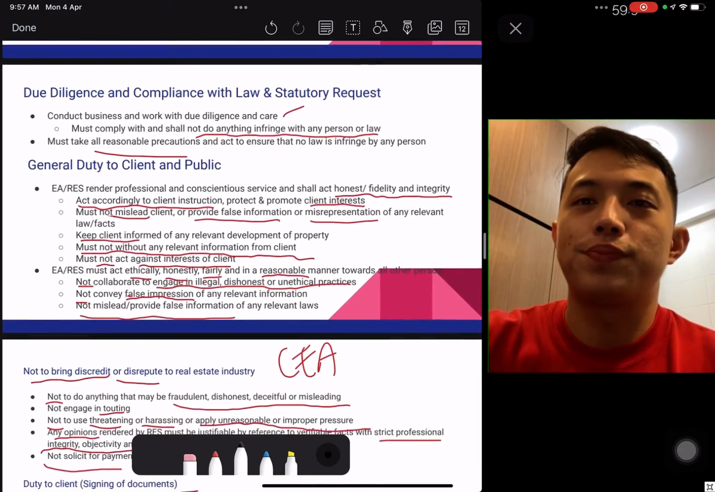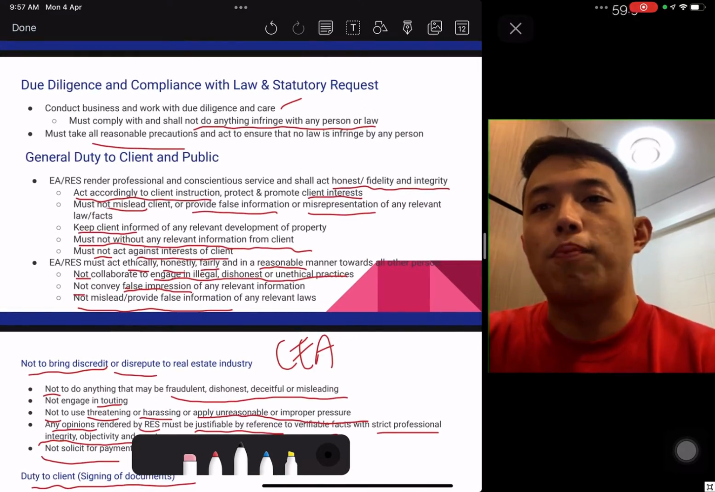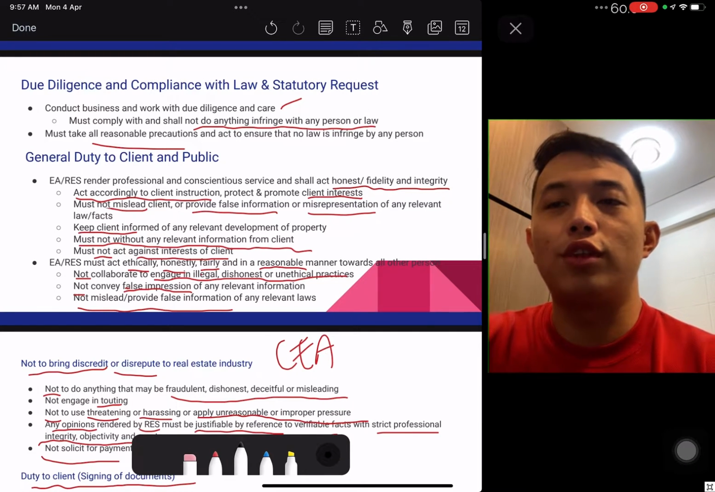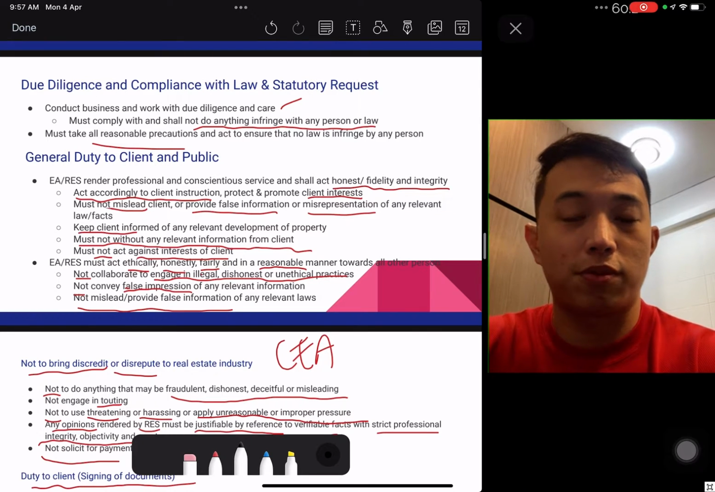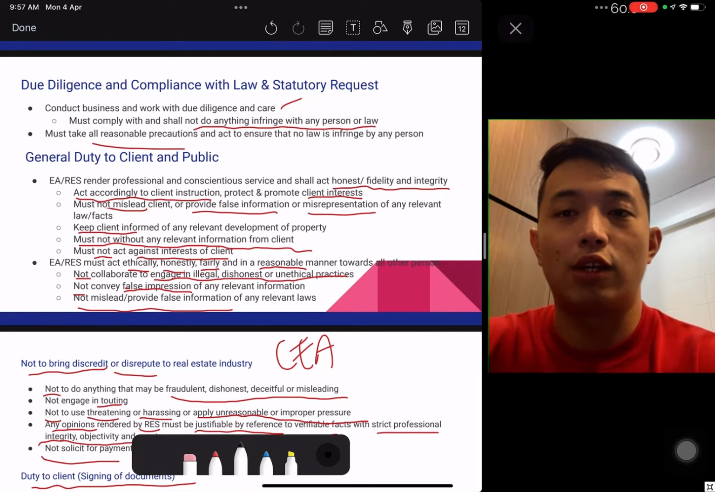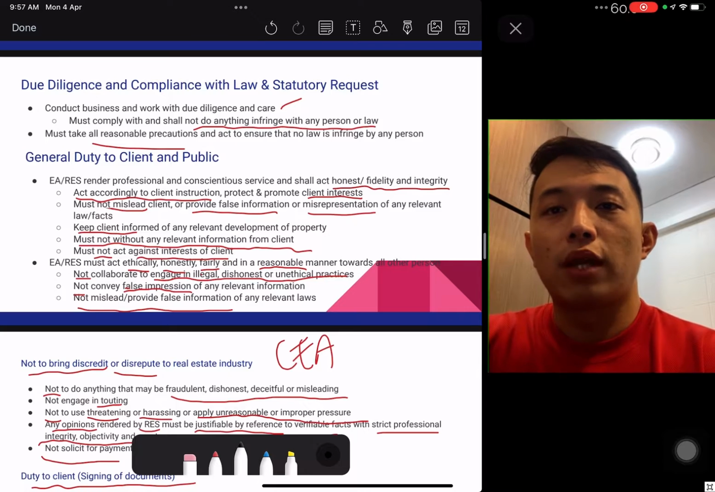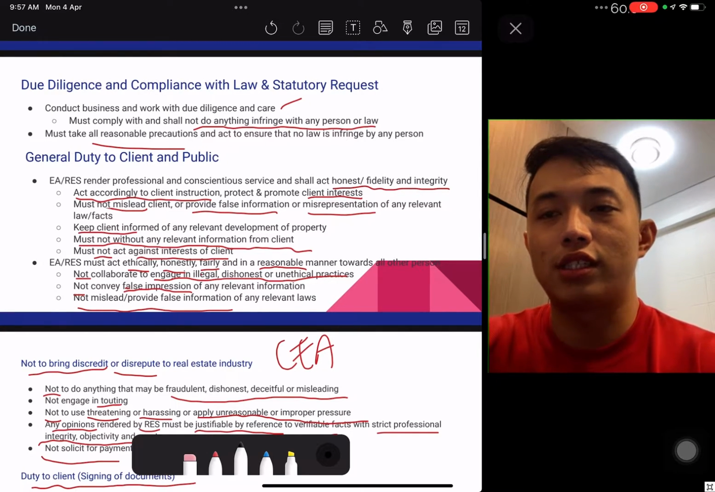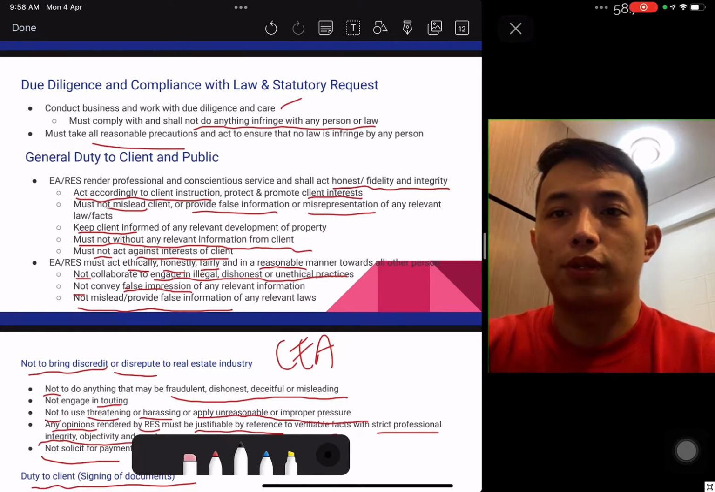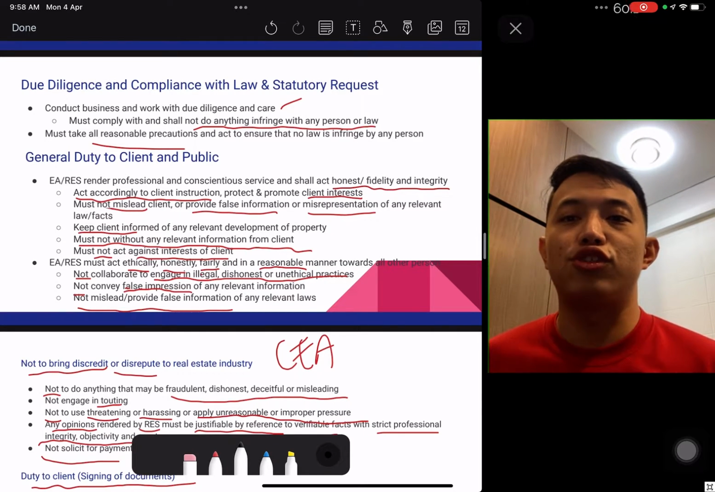Okay, due diligence compliance, guys. You must conduct due diligence at all times and take care with anyone who is unfamiliar. It's your responsibility to find out whether they are the owner of the unit. So all RES and EA, I would say all agents, are required to render professional and conscientious services and act honestly, with fidelity and integrity.